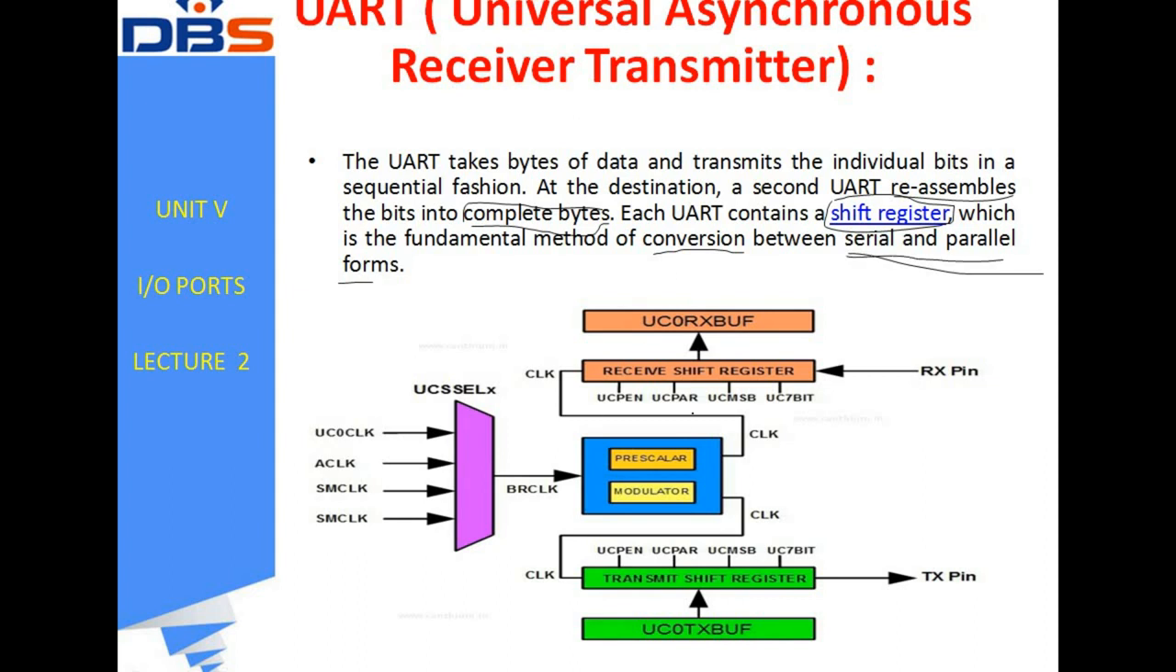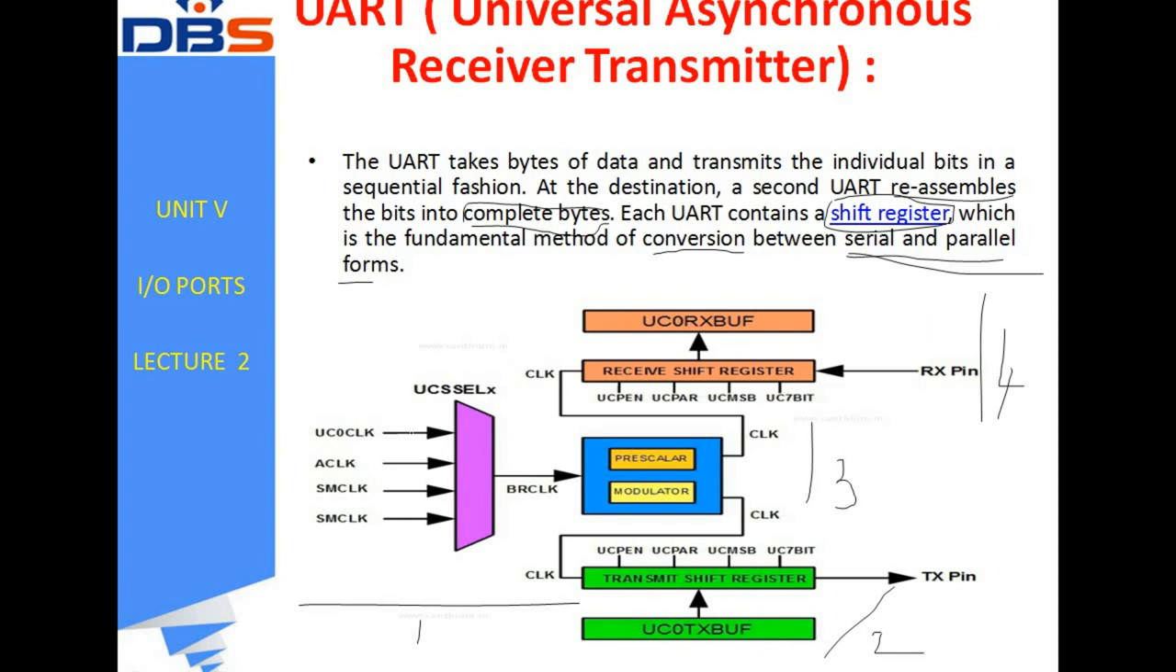This is the block diagram of your UART. Here we are bifurcating this block diagram into 4 parts. This is section 1, this will be your section 2, this will be your section 3, and this is your section 4. The first section is nothing but the clock section.